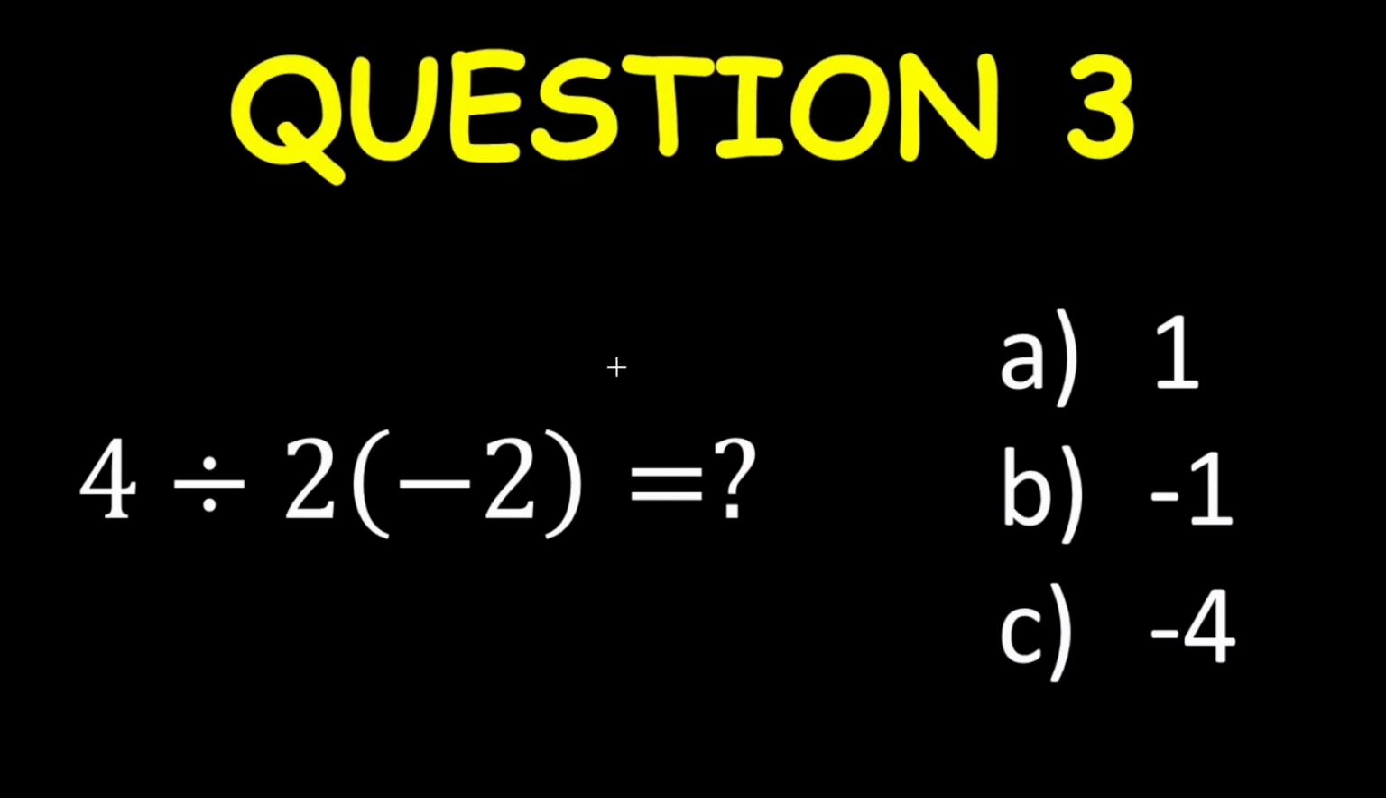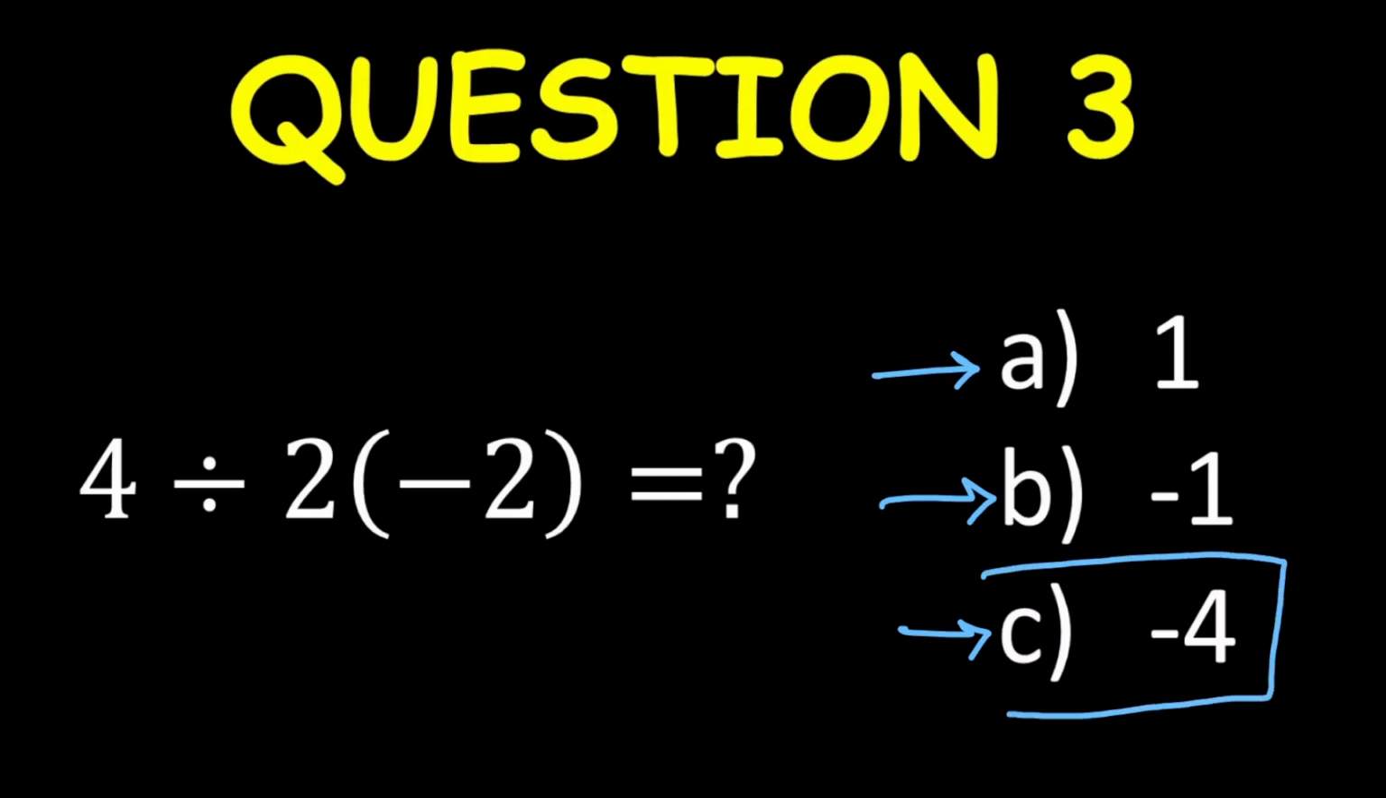Okay, question 3. What is 4 divided by 2 times -2? So we have option A, 1, B, -1, and C is -4. Okay, so the correct answer is -4. Let's look at why it is -4.